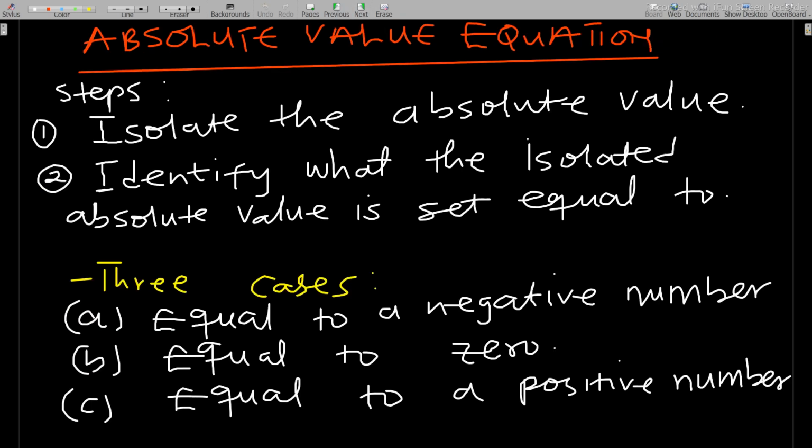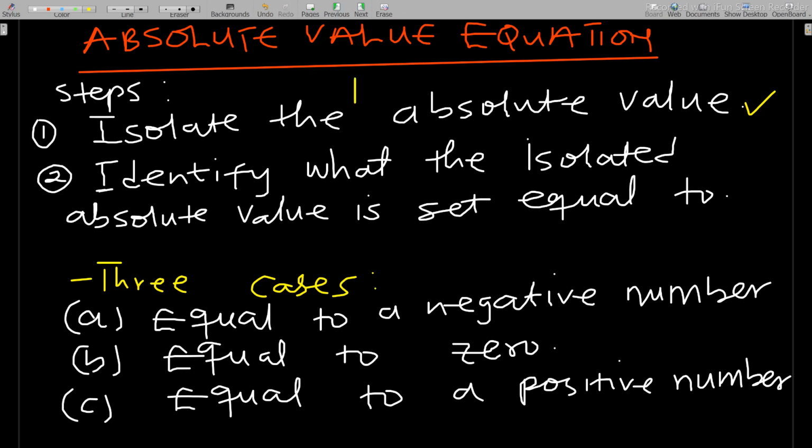Now, the steps in solving an absolute value equation problem. First of all, try to isolate the absolute value. Make sure that you have only the absolute value of something on the left side of the equation. Let's say you have the absolute value of x plus something equals something. Isolate it on the left side of the equation. Now identify what the isolated value is set equal to.